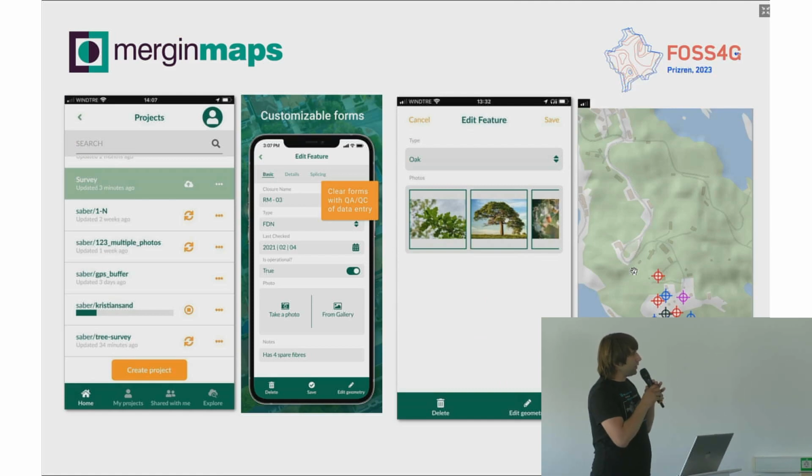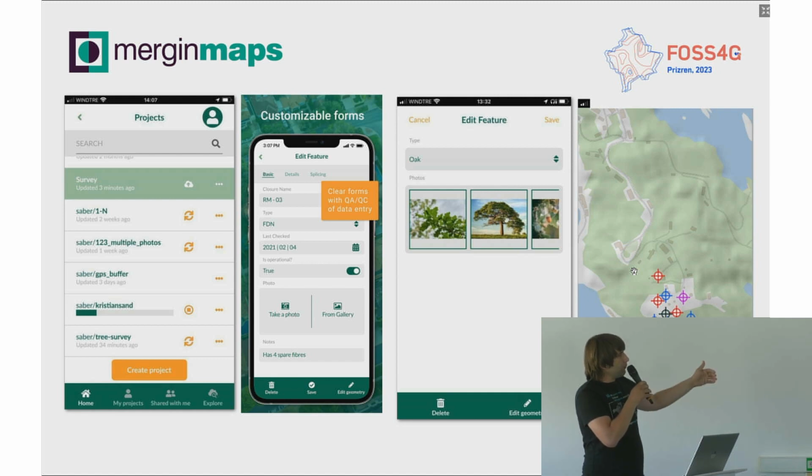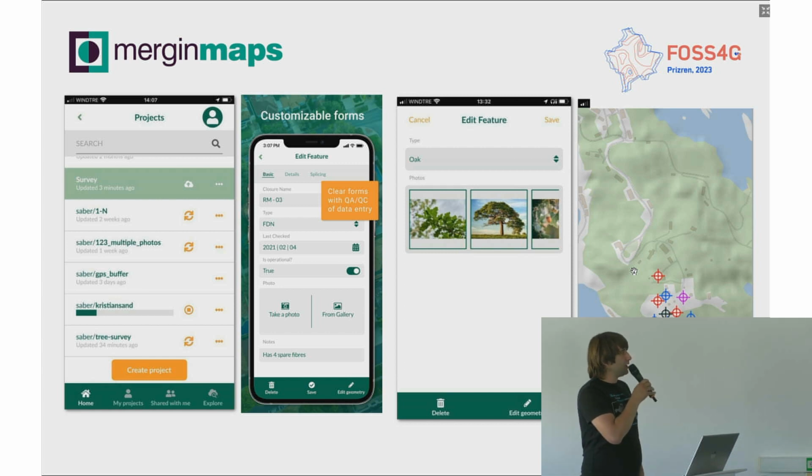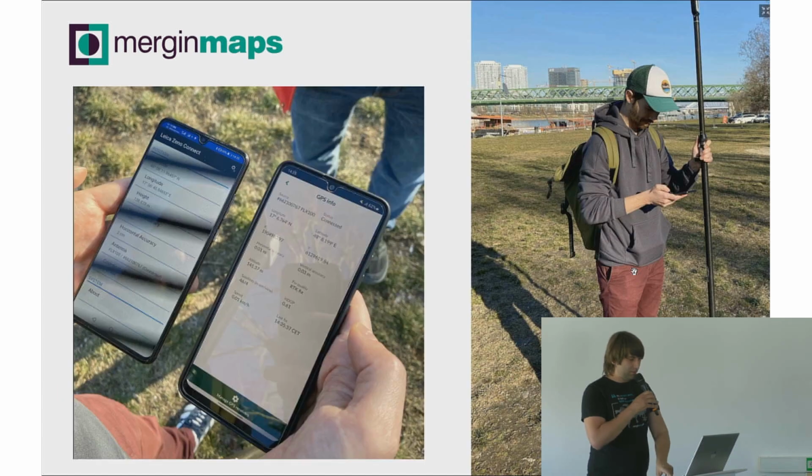So this is a very quick overview of the interface. There was a talk the other day about the features. If you like, you can get it on the online channels of FOSS4G and watch it. But you can do management of the projects. You can customize your forms in QGIS with many widgets. You can do photo capture. You can work with the map. You can connect it to an external GNSS device and do precise measurements if that's your requirement.